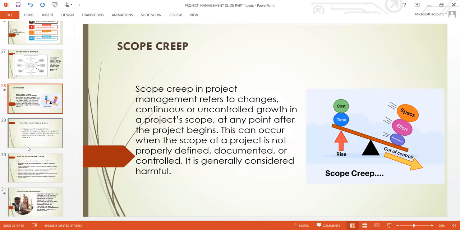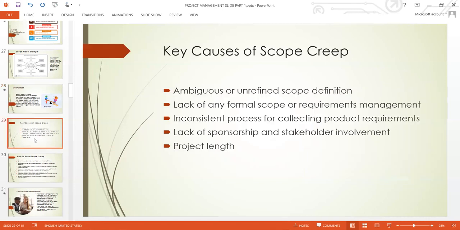Because we are talking about scope creep, it does exist. If it doesn't exist, there should be no reason why we are talking about it. And the key causes of scope creep: ambiguous or undefined scope definition, lack of any formal scope or requirement management, inconsistent process for collecting product requirements, lack of sponsorship and stakeholder involvement, and project length.